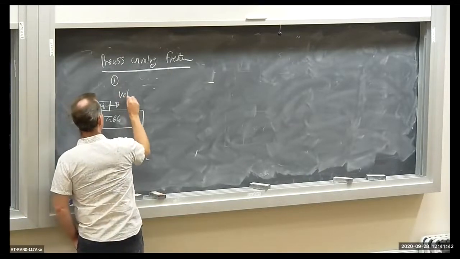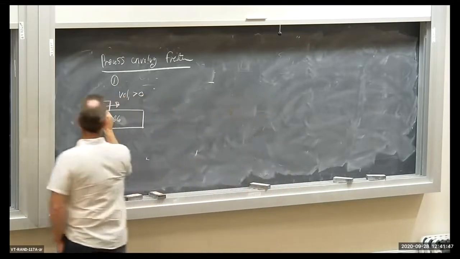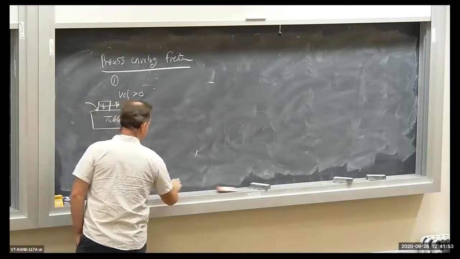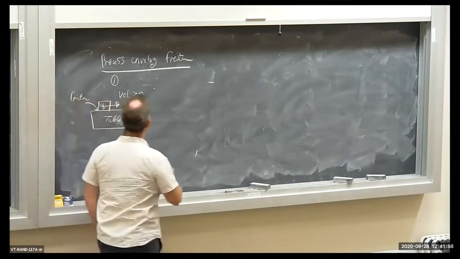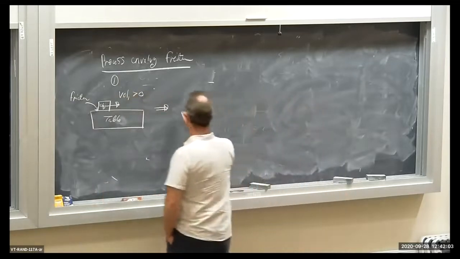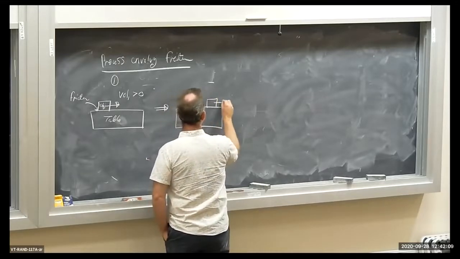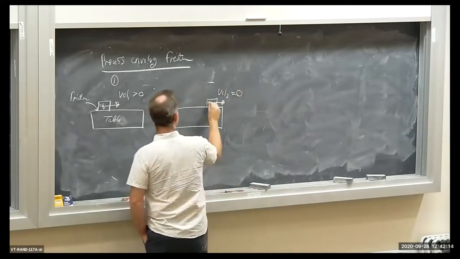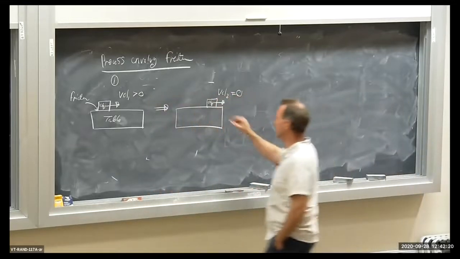So velocity 1 is greater than 0. And because there's a little bit of friction going on between the object and the table, we've got an object sliding across the table. If we wait long enough, the object will stop. So the object ends up over here, and velocity 2 is equal to 0. So this is state 2.